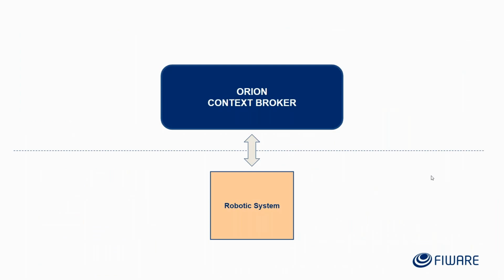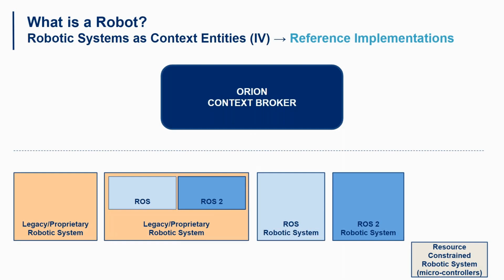One problem remains here. How do we connect our robotic system with the rest of the ecosystem? We said in the beginning that the only means to do that is to connect it with the Orion context broker. Here, we need to provide you with some reference implementations. Maybe your architectural pattern is implemented within a legacy or proprietary system that you aim to connect with the Orion context broker.